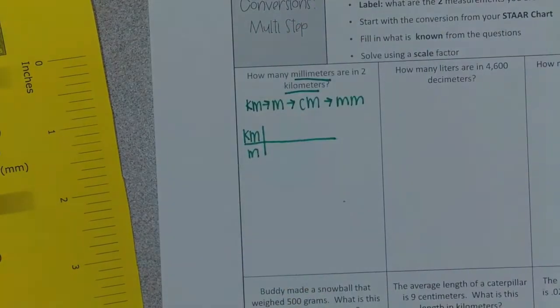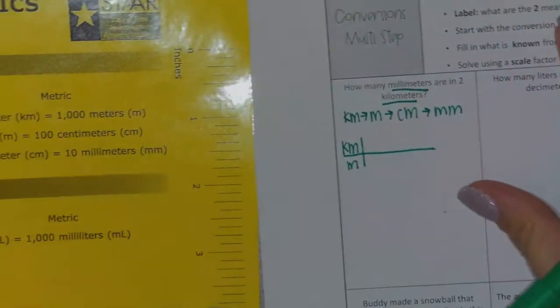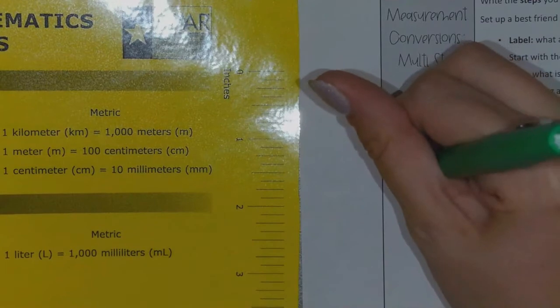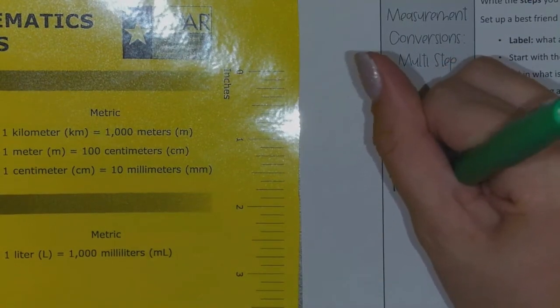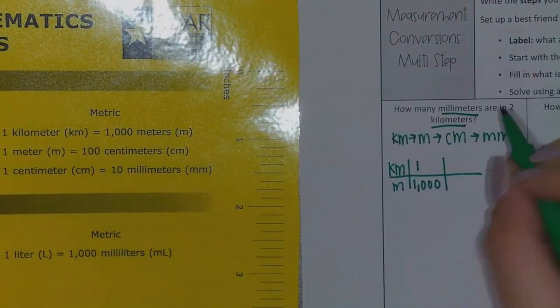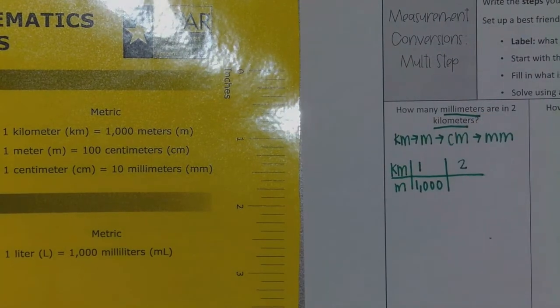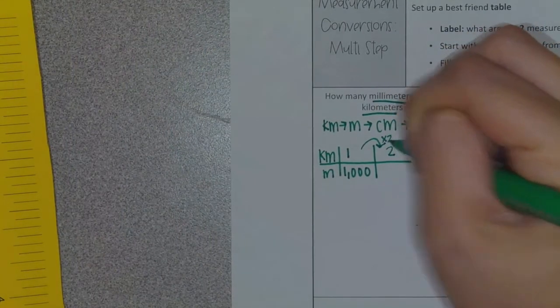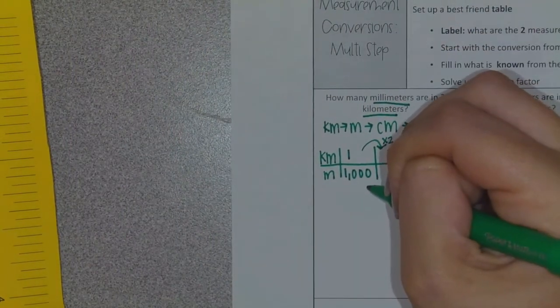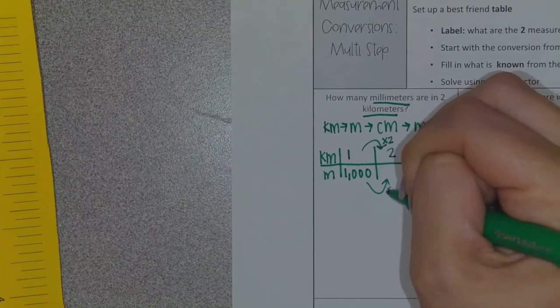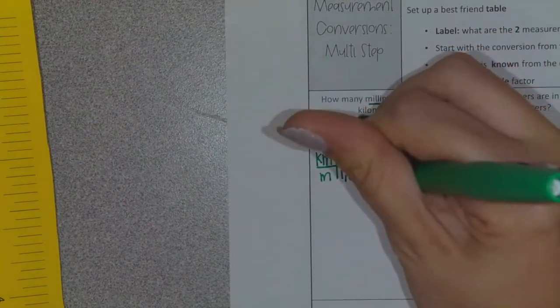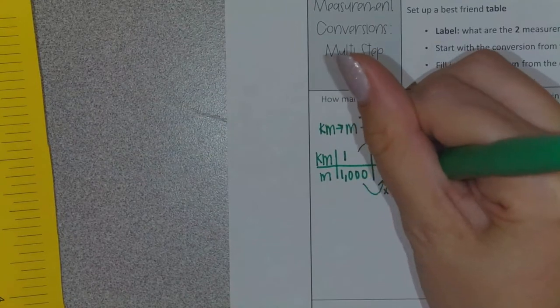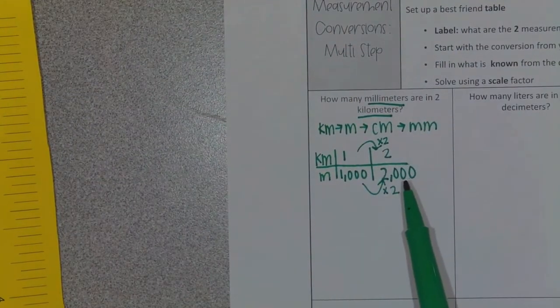to meters. From my star chart, I know that there is 1 kilometer, and that would give me 1,000 meters. So my problem says that I have 2 kilometers. So I've got options here for my scale factor. I'm going to go between. So I'm going to say 1 times 2 would give me 2. So whatever I do to the top, I also have to do to the bottom. So 1,000 times 2 would give me 2,000 meters.